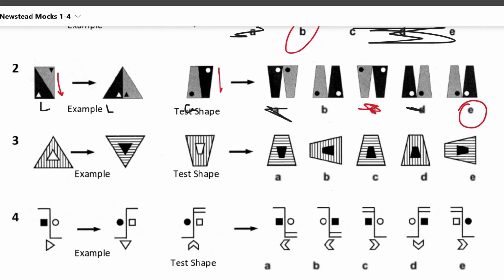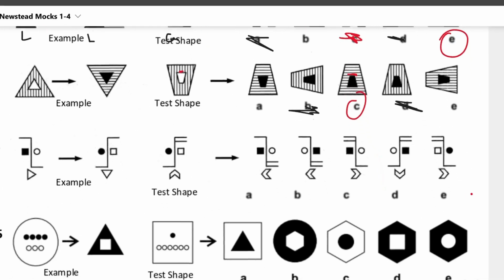Question number 3, we have white on the inside, which goes to black, so all of them go to black, and if it's vertical shading over here, it goes to horizontal. Vertical goes to horizontal, we cross out D in these ones. We also flip the inside shape, so that pointy bit is going to go on the top. The only one where the pointy bit goes on the top, or what I mean is this small flat bit is on the top, so C is the answer.